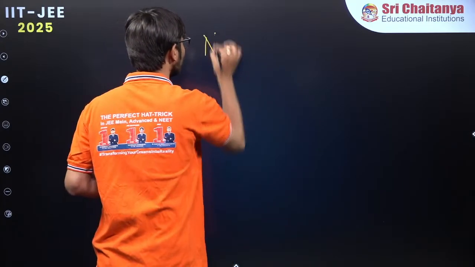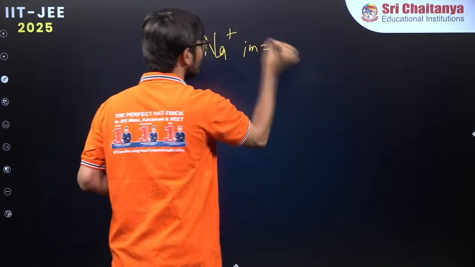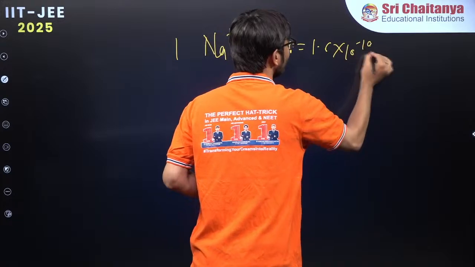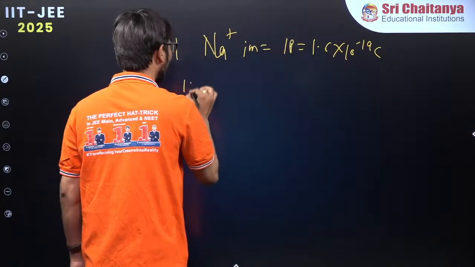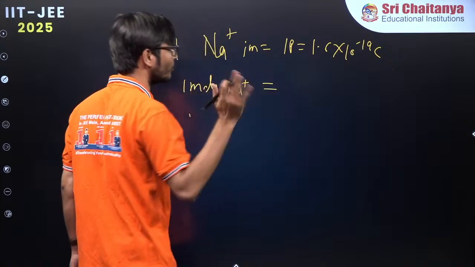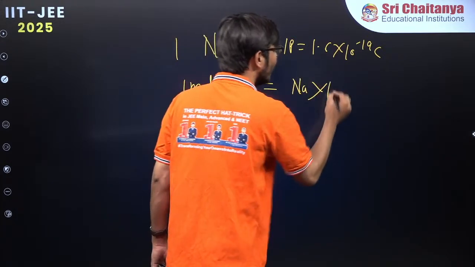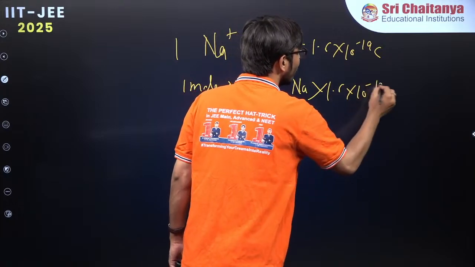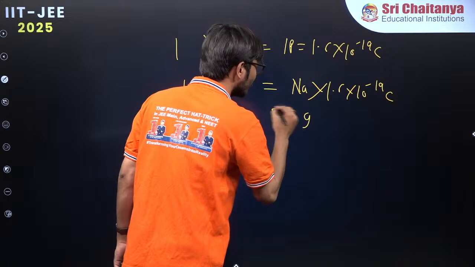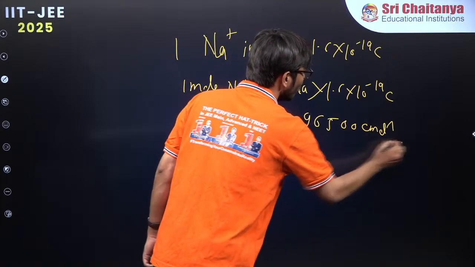If I have to know the charge on Na plus ion, 1 Na plus ion ka charge is 1 proton ka charge, which is equal to 1.6 into 10 power minus 19 coulomb. Very simple. If I have to know 1 mole Na plus, mole का मतलब Avogadro number, so Avogadro number into charge 1.6 into 10 power minus 19 coulomb. If you multiply these numbers, approximately it will come 96,500 coulomb per mole.